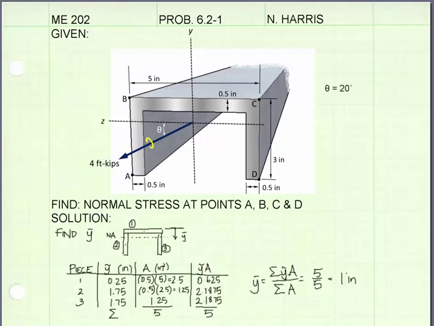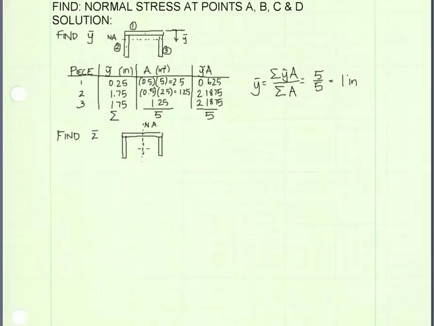That's equal to the sum of the y tilde times A divided by the sum of all the areas, and I get 5/5, or 1 inch. So our neutral axis is 1 inch down from the top of the member. Now to find the location of the neutral axis for bending about the y-axis, we're going to want to find the location of the centroid in the horizontal direction. And because this cross-section is symmetric about the y-axis, that means the neutral axis is on the y-axis.